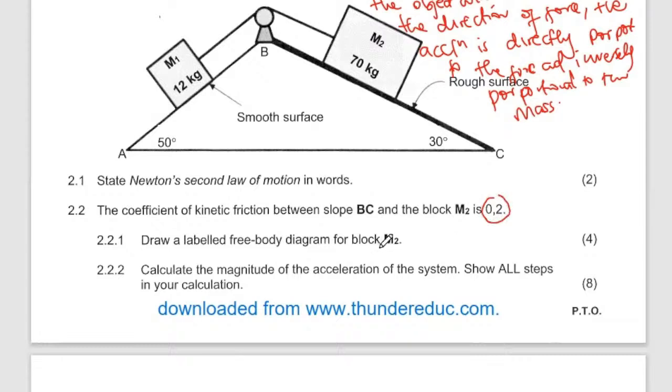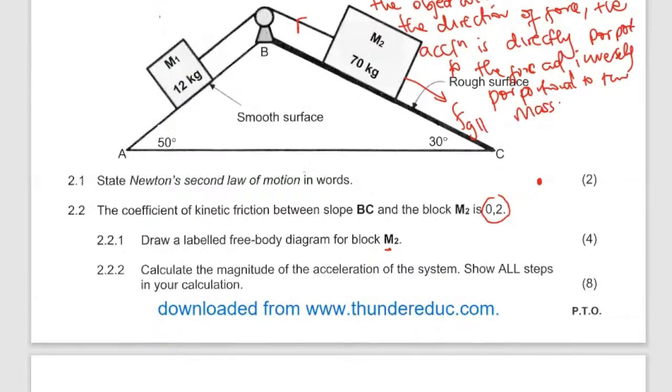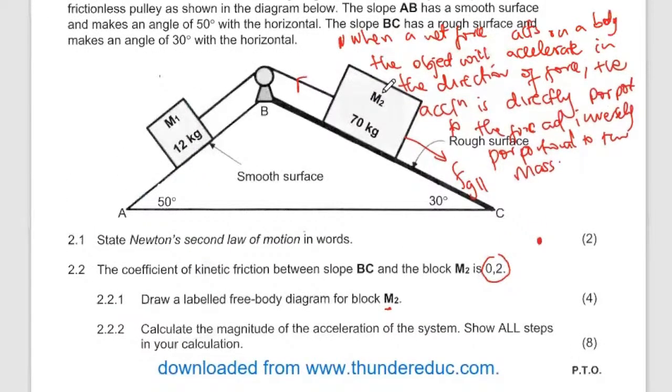They need us to draw the free body diagram for M2. So when you look at M2, we're going to have the FG parallel moving in that direction. We're going to have the tension of the string. We expect to also have the normal force upwards. Let me just put it in. The normal force acting upwards, and then the FG perpendicular in this sort of direction.